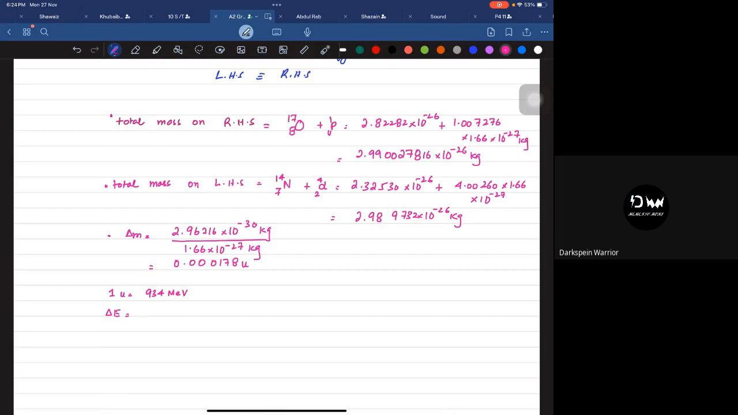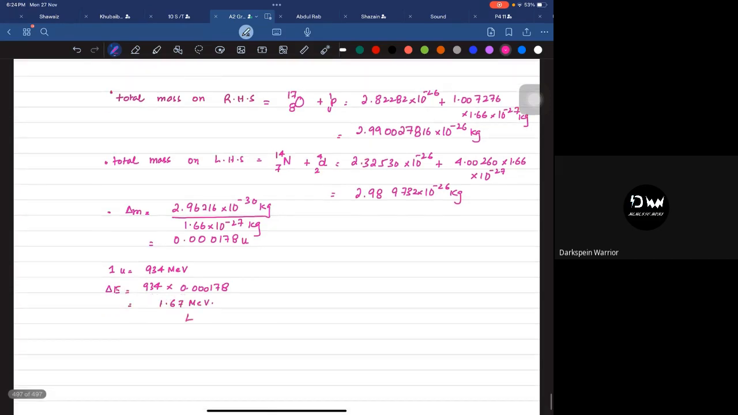Just need to multiply 934 with this value. That gives me 1.666 MeV, 1.67 MeV, right? So this would be basically the minimum kinetic energy required by the alpha particle for this reaction to happen. Is it clear, everyone?